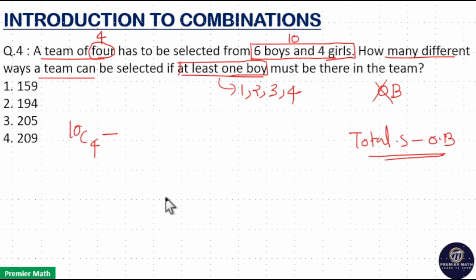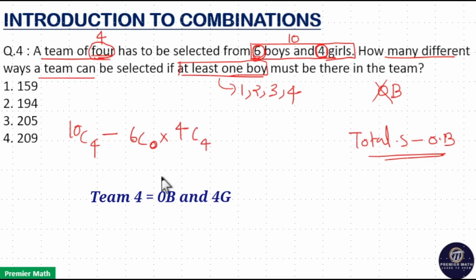From this, calculate the possible selection of 0 boys included in this team of 4. That is, from the 6 boys, we are selecting 0 boys. That is, no boy included. Now, remaining members should be 4. So those 4 members should be selected from these 4 girls. So from these 4 girls, we are selecting all the 4 girls. Now a team of 4 is formed with 0 boys. 0 plus 4 is a 4 member team.